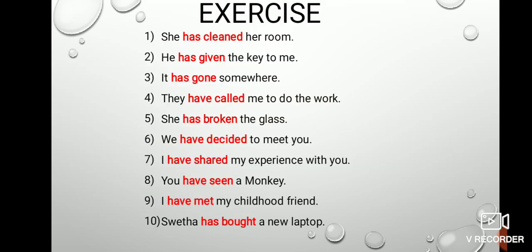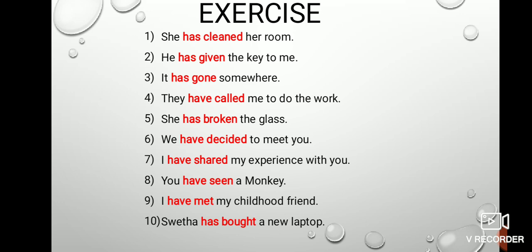I've given some examples here. See the subject she. She means you have to use has, right? After that, the third form: clean, cleaned, cleaned. She has cleaned a room. He has given the key to me.